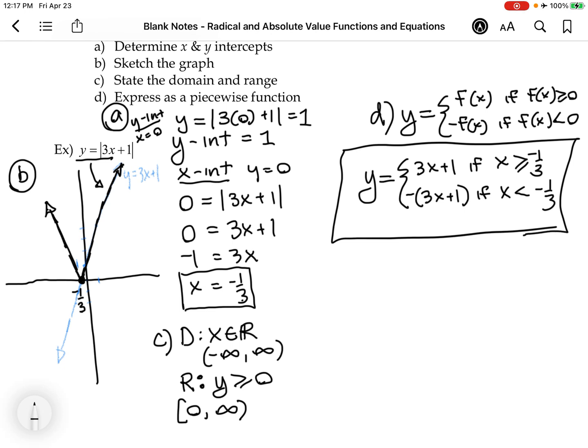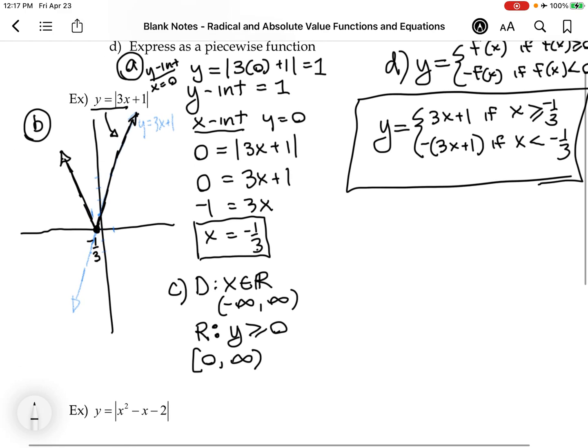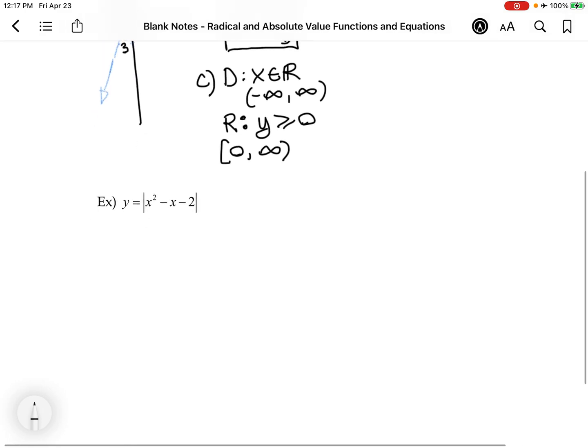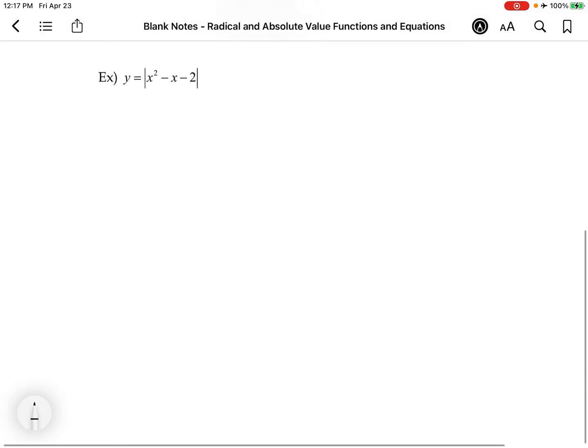Okay, all right, so that's one question. And we're going to do one more, and then we're going to be done for today. Okay, so here's the next one. The first thing we have been asked to find is the x and the y-intercept.